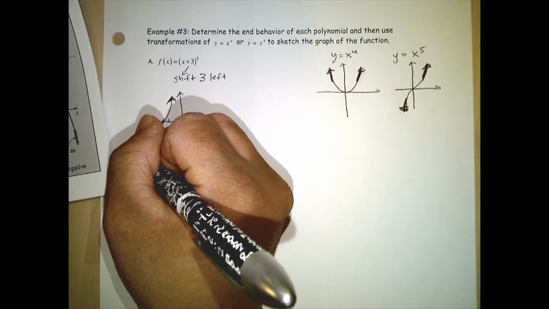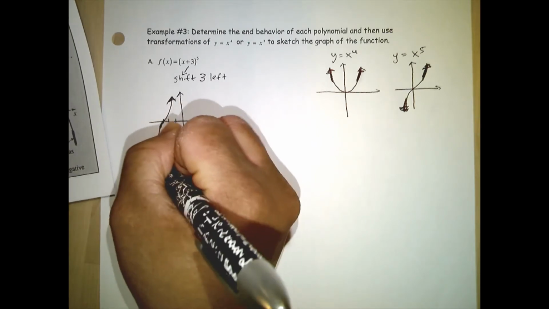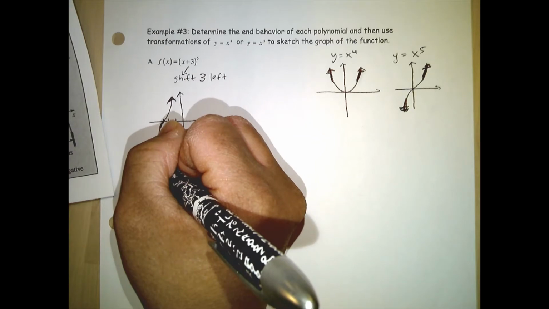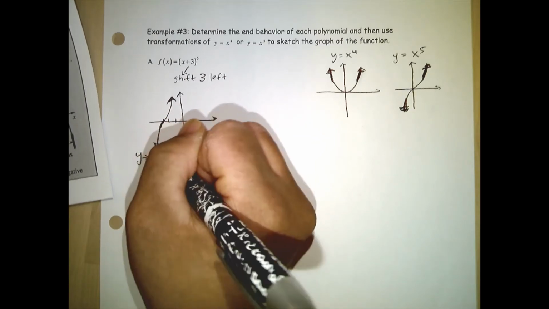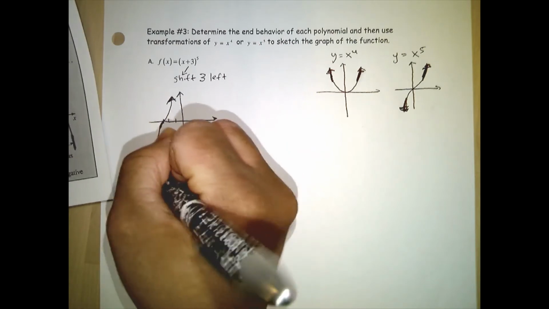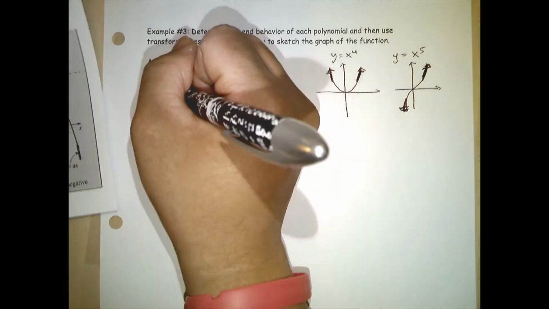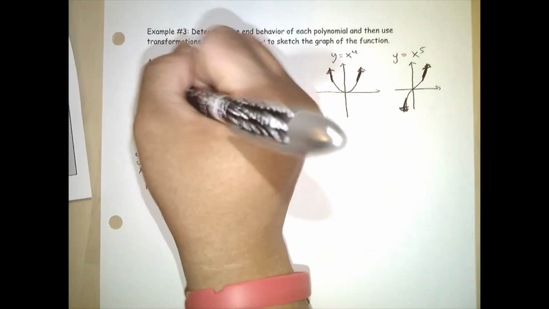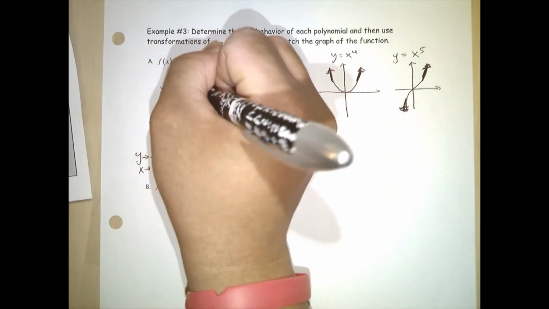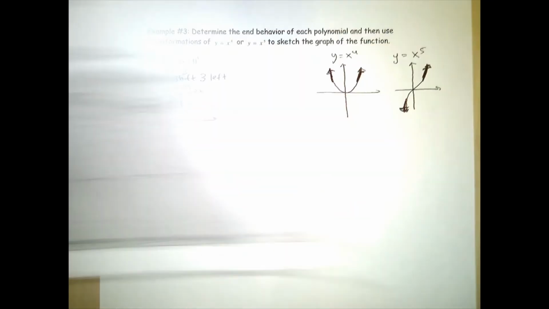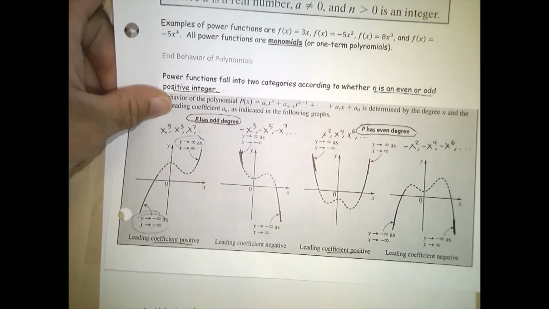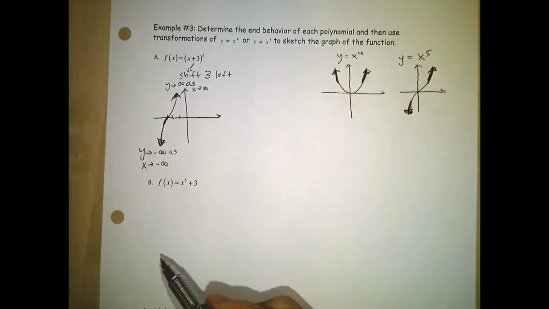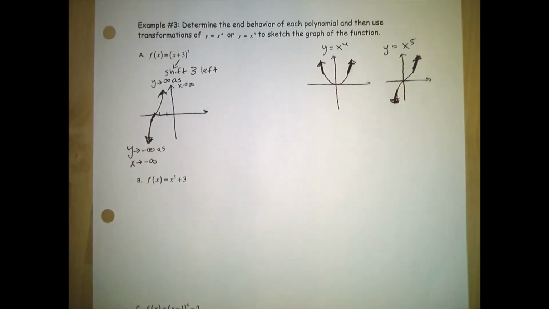as x goes to negative infinity, y goes to negative infinity, and you see also up here as x goes to infinity, y goes to infinity. So again, right here is what you want to write, and right here is what you want to write if you're trying to describe the end behavior in words. Actually, I thought that was on the screen the whole time.